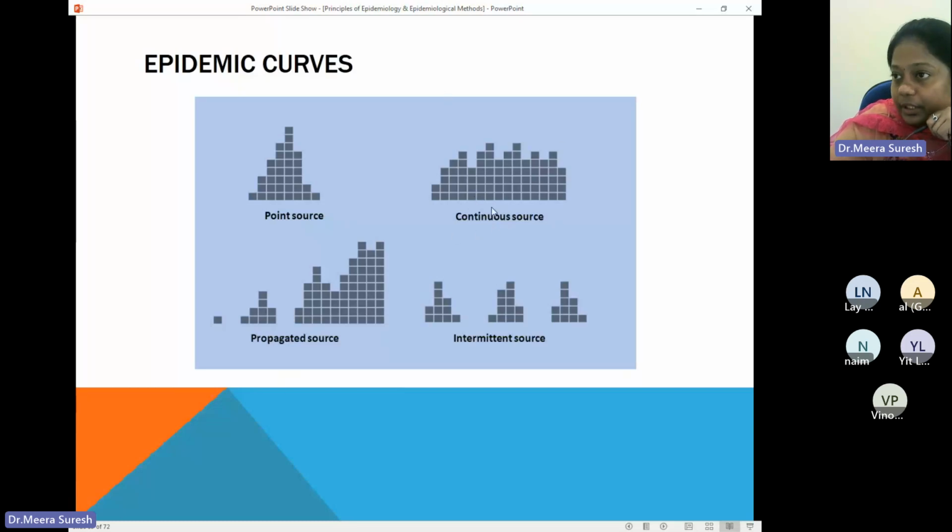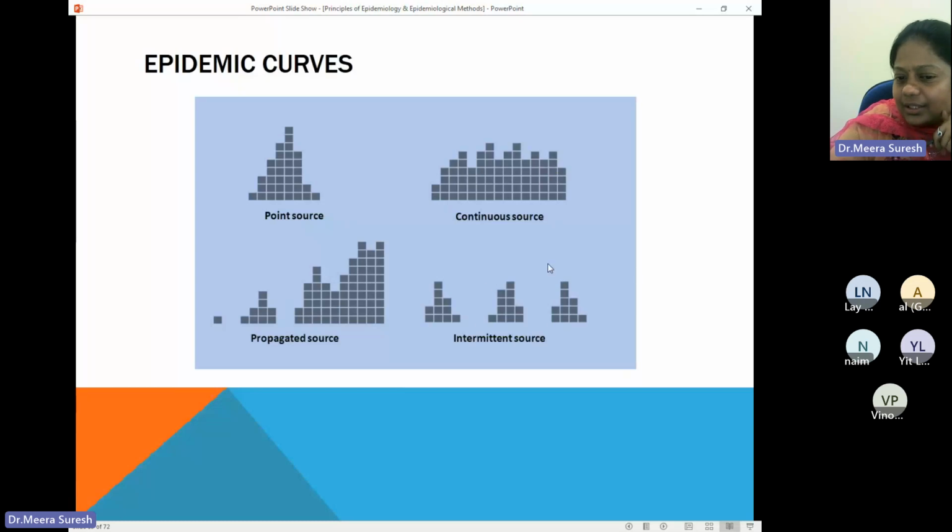In continuous, there is no stoppage; it does not come to the baseline because there will be some other cases. In propagated, it is from person to person, so there will be some time gap. Because it is person to person, it depends upon when the infective period of the person is and how long the incubation period is for that disease. So that is the difference between these two graphs.